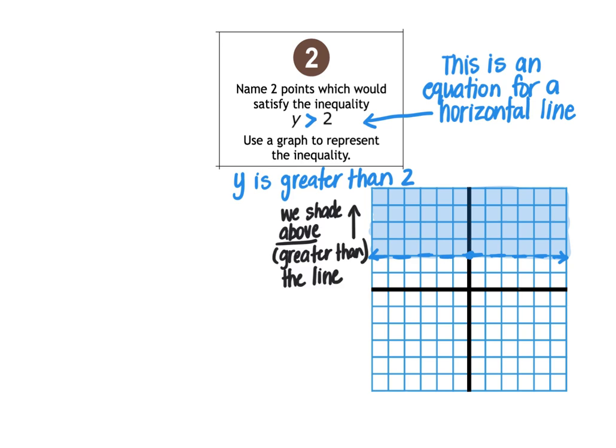So if we want to name 2 points within this inequality, we're going to need to pick points that are in the shaded region. So something like 2, 5. As we plot this, it would be clearly within the shaded area. We could also do something like -3, 4. It will also be within the inequality. As long as we pick a point that has a y value greater than 2, it will be in the shaded region and would therefore satisfy the inequality.